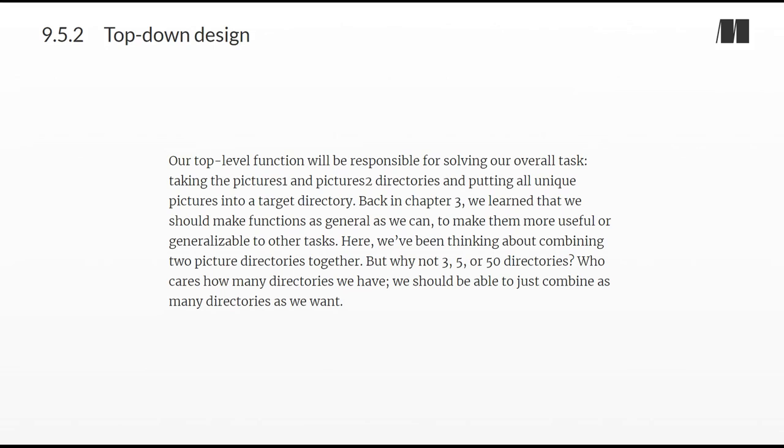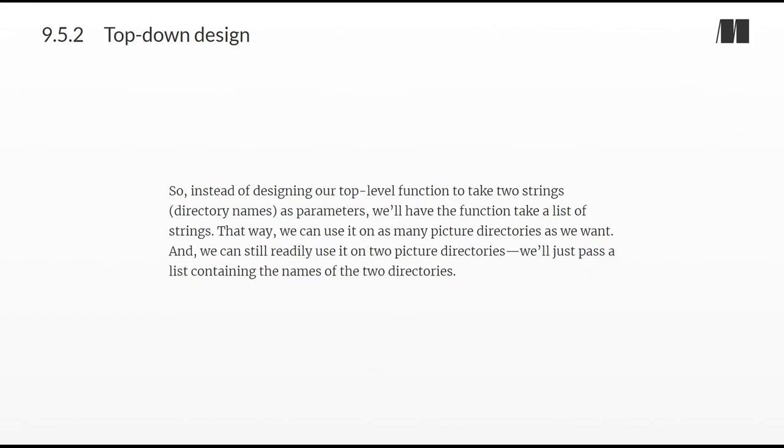Back in Chapter 3, we learned that we should make functions as general as we can to make them more useful or generalizable to other tasks. Here, we've been thinking about combining 2 picture directories together, but why not 3, 5, or 50 directories? Who cares how many directories we have? We should be able to just combine as many directories as we want. So, instead of designing our top-level function to take 2 strings, directory names, as parameters, we'll have the function take a list of strings. That way we can use it on as many picture directories as we want, and we can still readily use it on 2 picture directories. We'll just pass a list containing the names of the 2 directories.